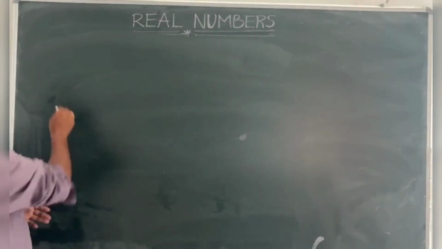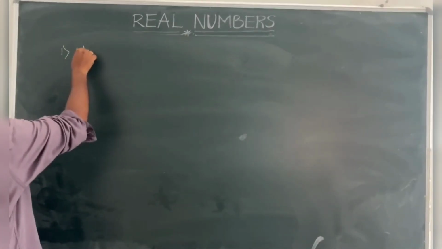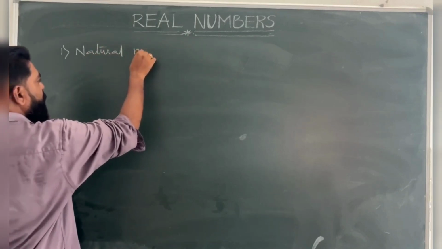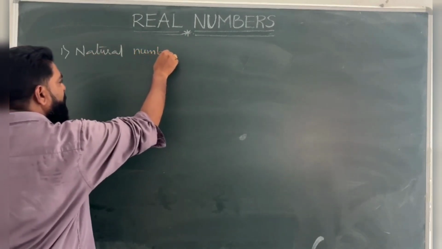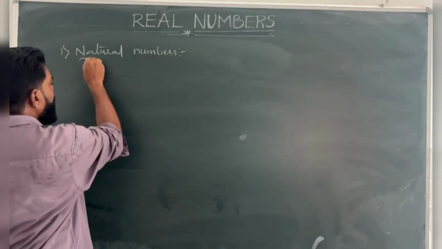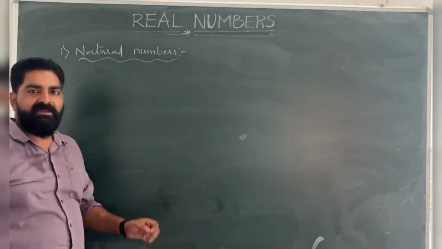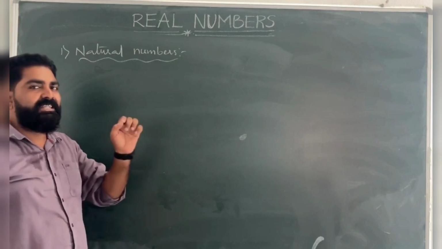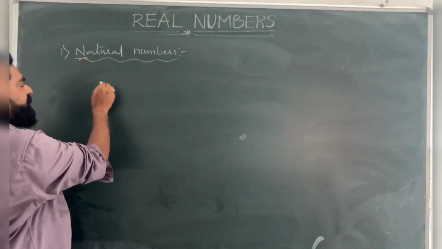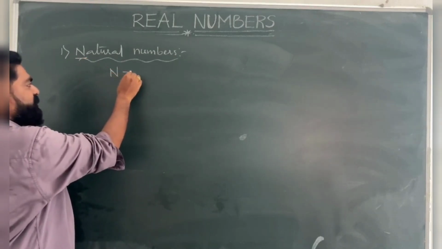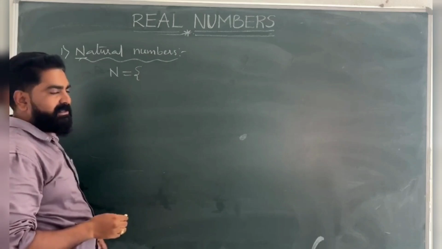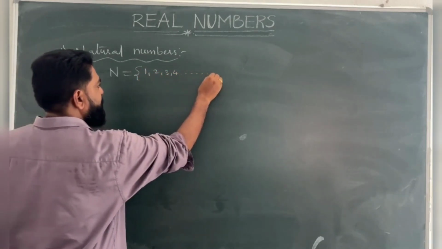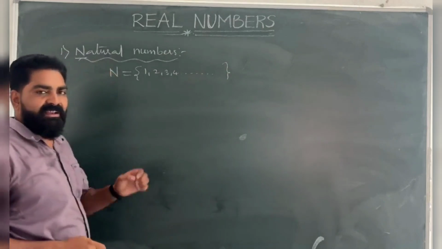Natural numbers. First one is natural numbers. So, what are natural numbers? The definition is very important. All counting numbers starting from 1 are called natural numbers. It is denoted by capital N. So here N is equal to the counting numbers 1, 2, 3, 4, and so on. These are the natural numbers.